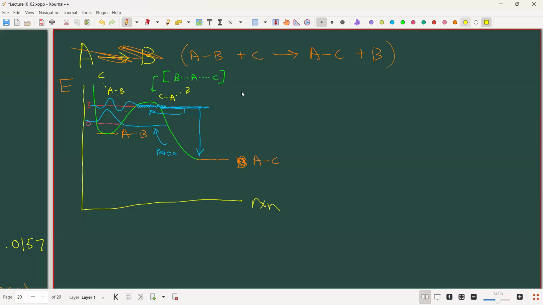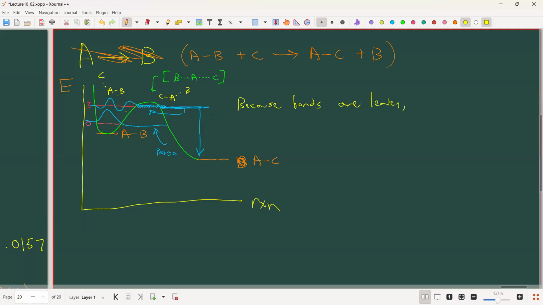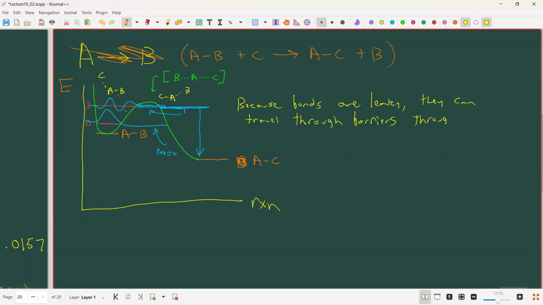Right, so what this is that because bonds are leaky, they can travel through barriers through a process called tunneling.